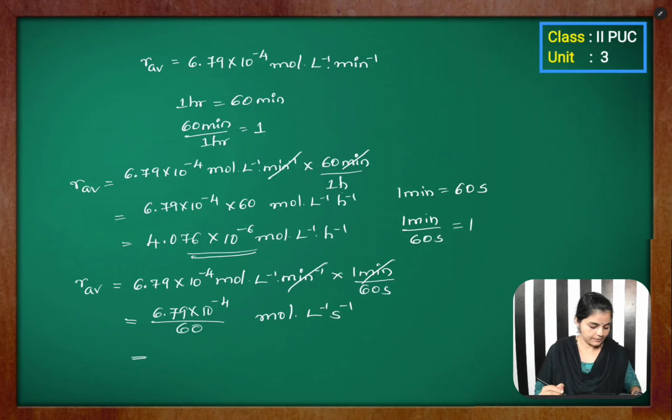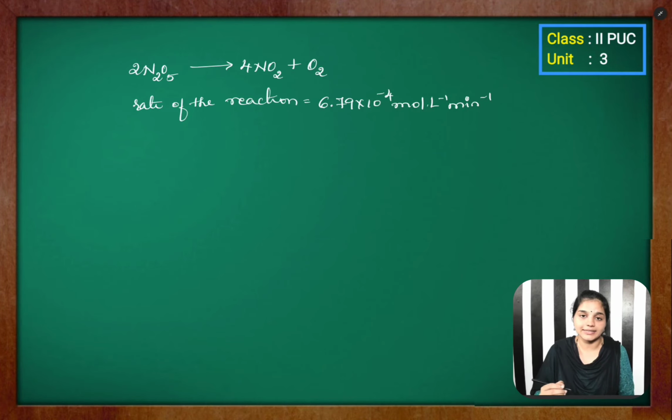So 6.79 divided by 60 is equal to 0.113, which I can write as 1.13 into 10 to the power minus 5 mole per liter per second. So this is how we can convert the unit of average rate from minutes to hours and seconds. So we have represented average rate in terms of minutes, hours as well as seconds. We have calculated the average rate of the reaction.